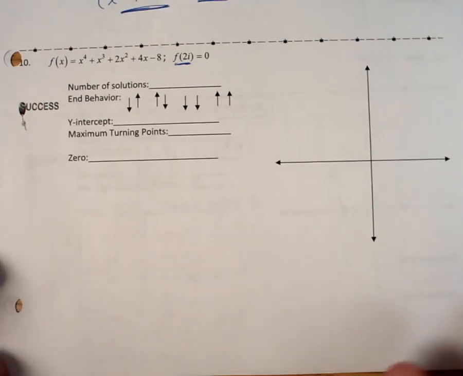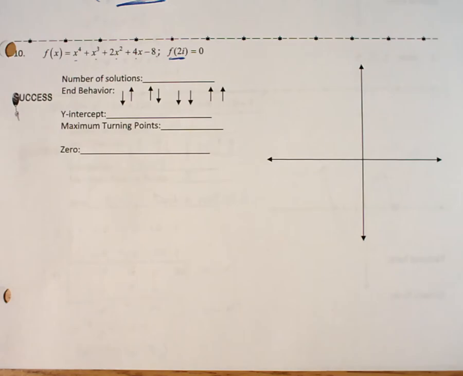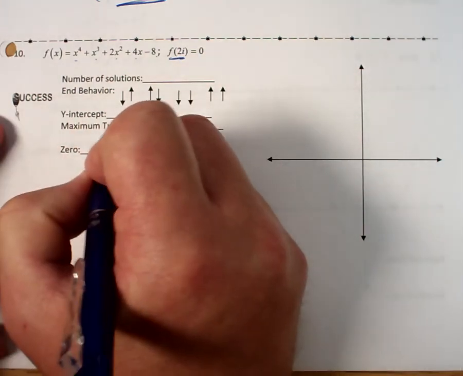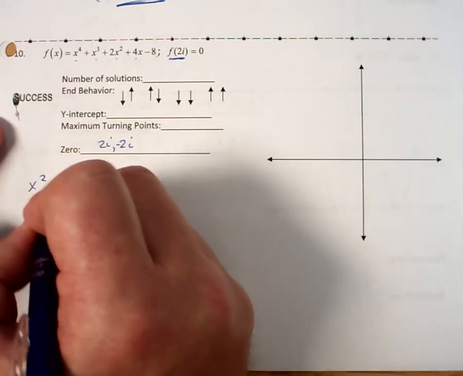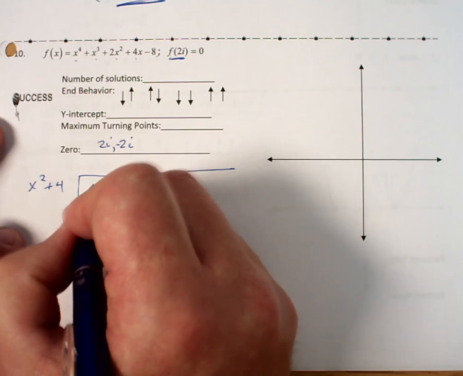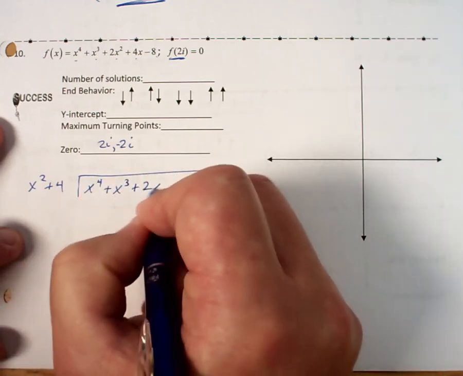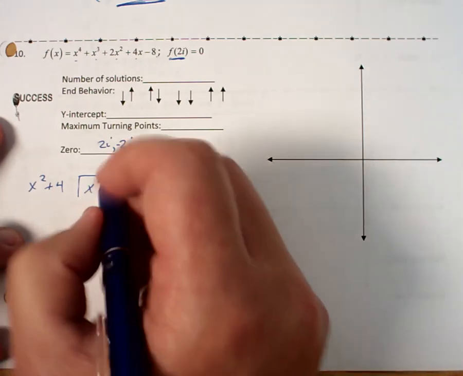Okay, 10. 1, 2, 3, 4, 5 terms. I have no chance here in terms of grouping, at least not yet. So the factor associated with 2i and -2i would be x squared plus 4. So I am going to have to long divide here: x to the 4th plus x cubed plus 2x squared plus 4x minus 8. So divide.